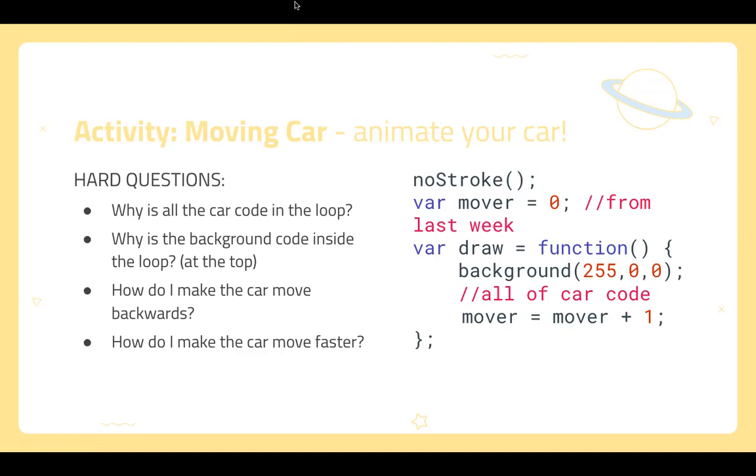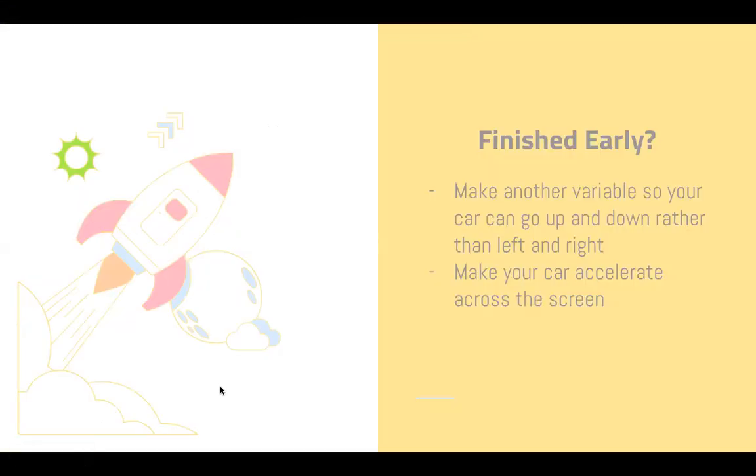So hopefully you've gotten a chance to get all that code down, and I'd really encourage you to experiment and apply all these questions to the code and see if you can get this. If you're finished early, you can make another variable so your car can go up and down rather than left and right, or you can make your car accelerate across the screen. So that's going to be a cool one.